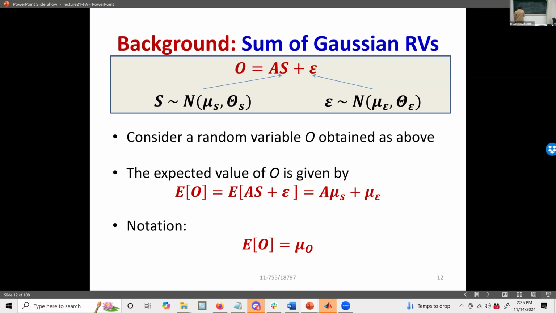Then what is the expected value of O over here? What is the distribution of O? S is Gaussian, epsilon is Gaussian. So I have scaled the Gaussian by a matrix A, so that remains Gaussian. So when I add the two, what is the distribution of the sum of two Gaussian random variables? If I add two Gaussians, the result is always going to be Gaussian, right?